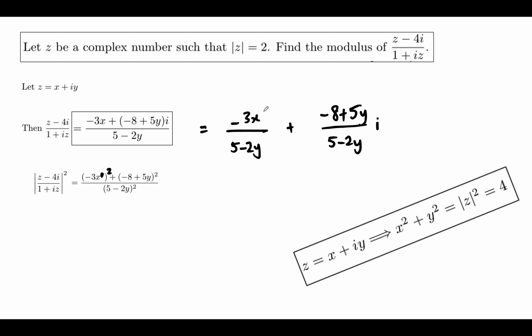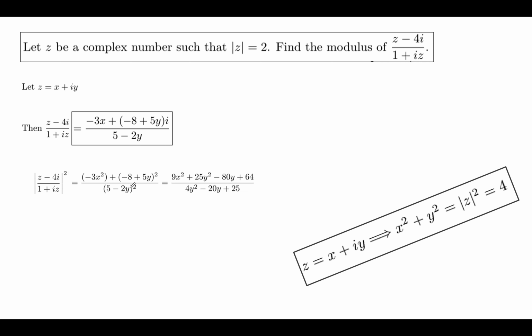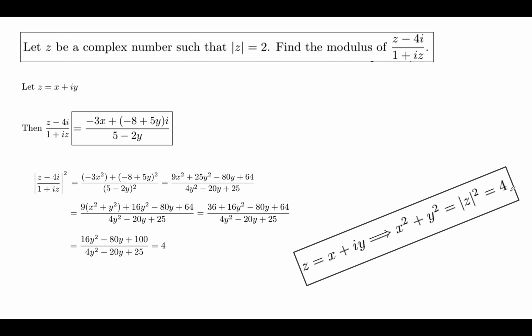So this is actually a complex number in rectangular form because we were able to change the denominator to a real number by rationalizing the denominator. To find the modulus squared, we simply take this term squared plus the coefficient of i squared. If we simplify it and use x squared plus y squared equals 4, we will be able to get it very nicely reduced to exactly 4. Therefore, the modulus of (z minus 4i) over (1 plus iz) is equal to 2. We reject minus 2, of course, because the modulus must be non-negative.